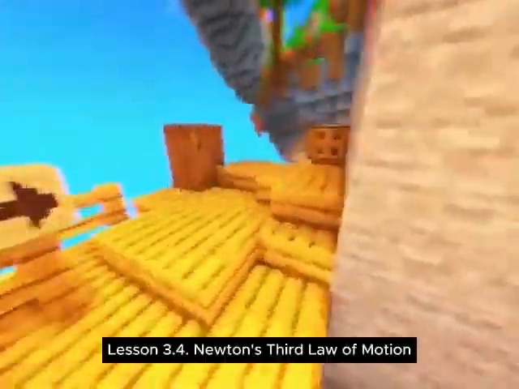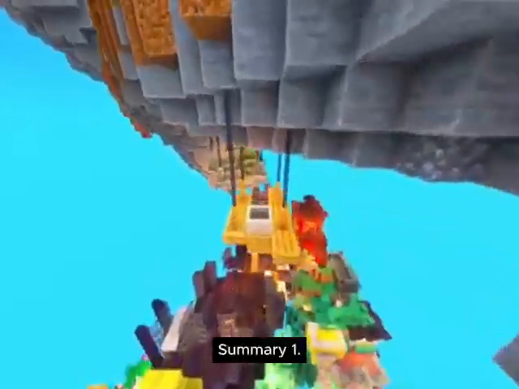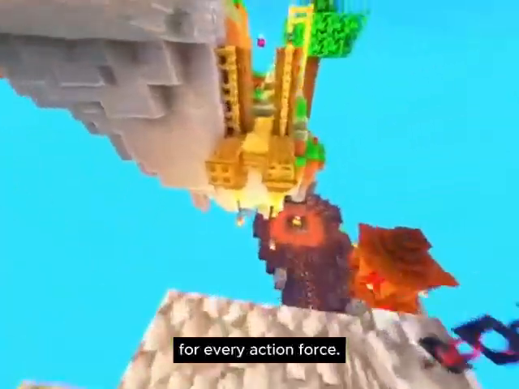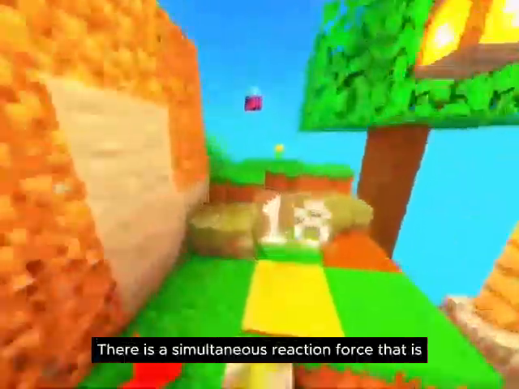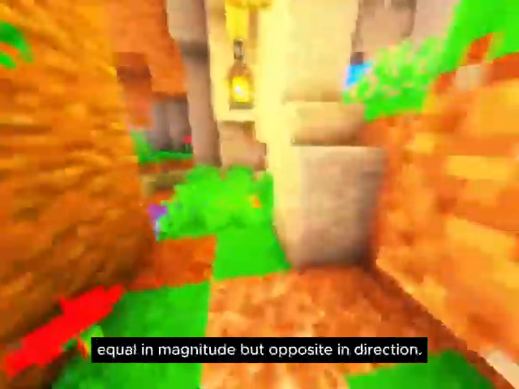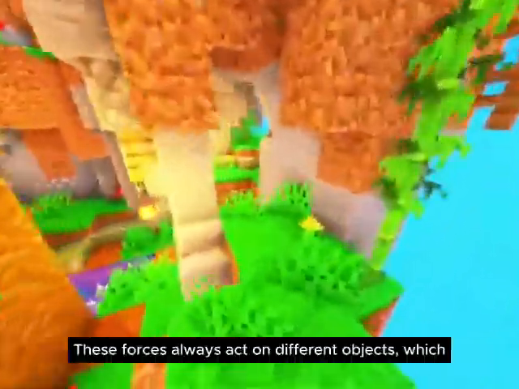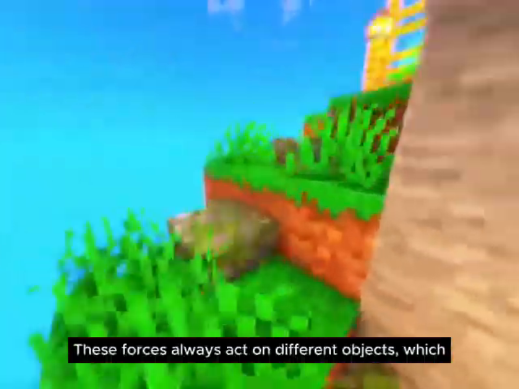Lesson 3.4, Newton's third law of motion. Summary 1. Action and reaction. Newton's third law states that for every action force, there is a simultaneous reaction force that is equal in magnitude but opposite in direction. These forces always act on different objects, which is why they do not cancel each other out.